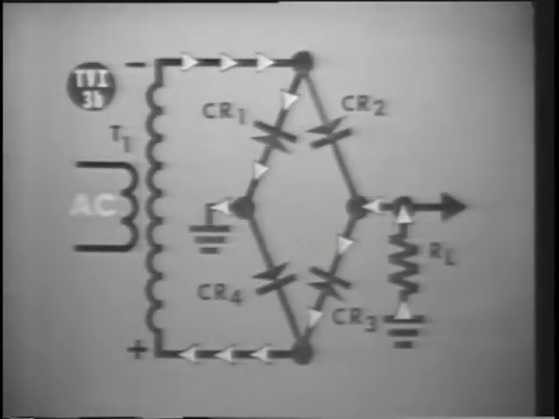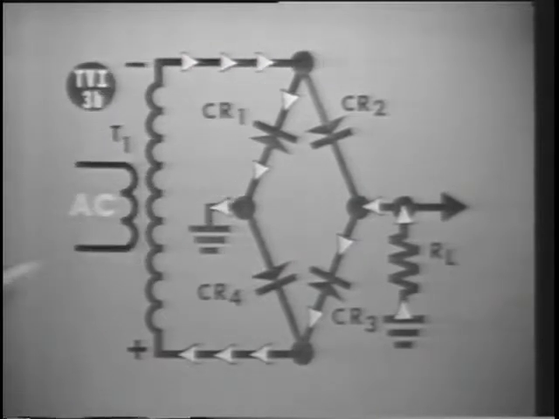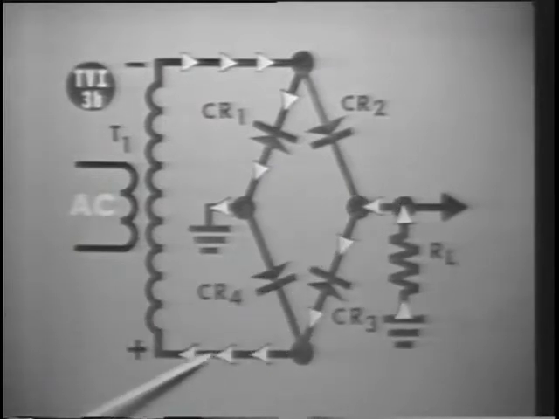When the input reverses, current flows from the negative end of the secondary down through CR1 to ground, then from ground up through R sub L, and then down through CR3 and on to the positive end of the secondary.